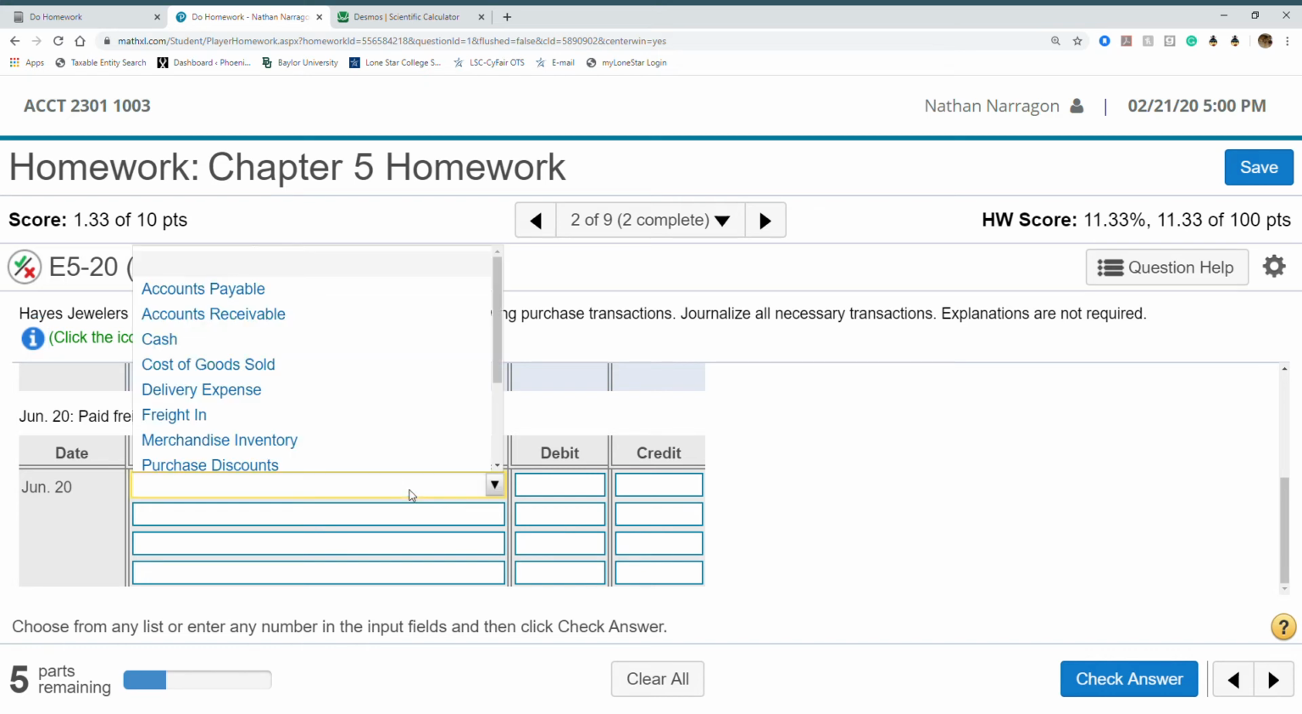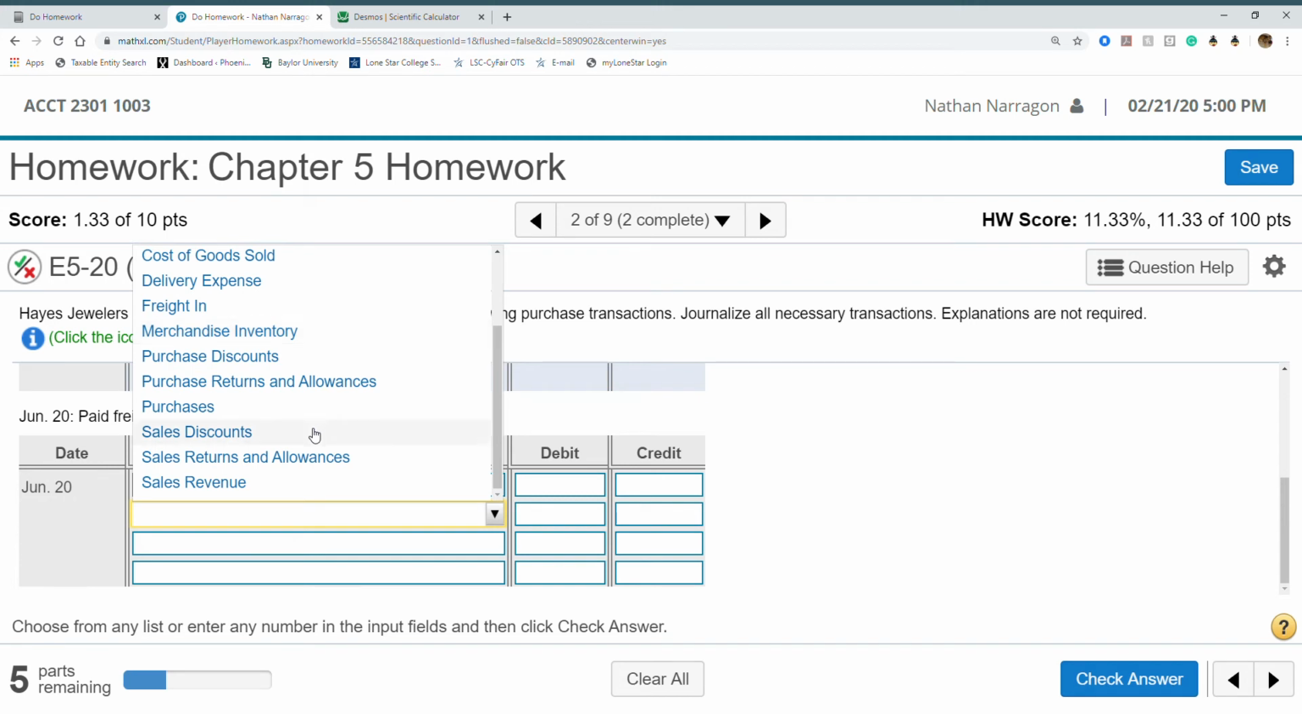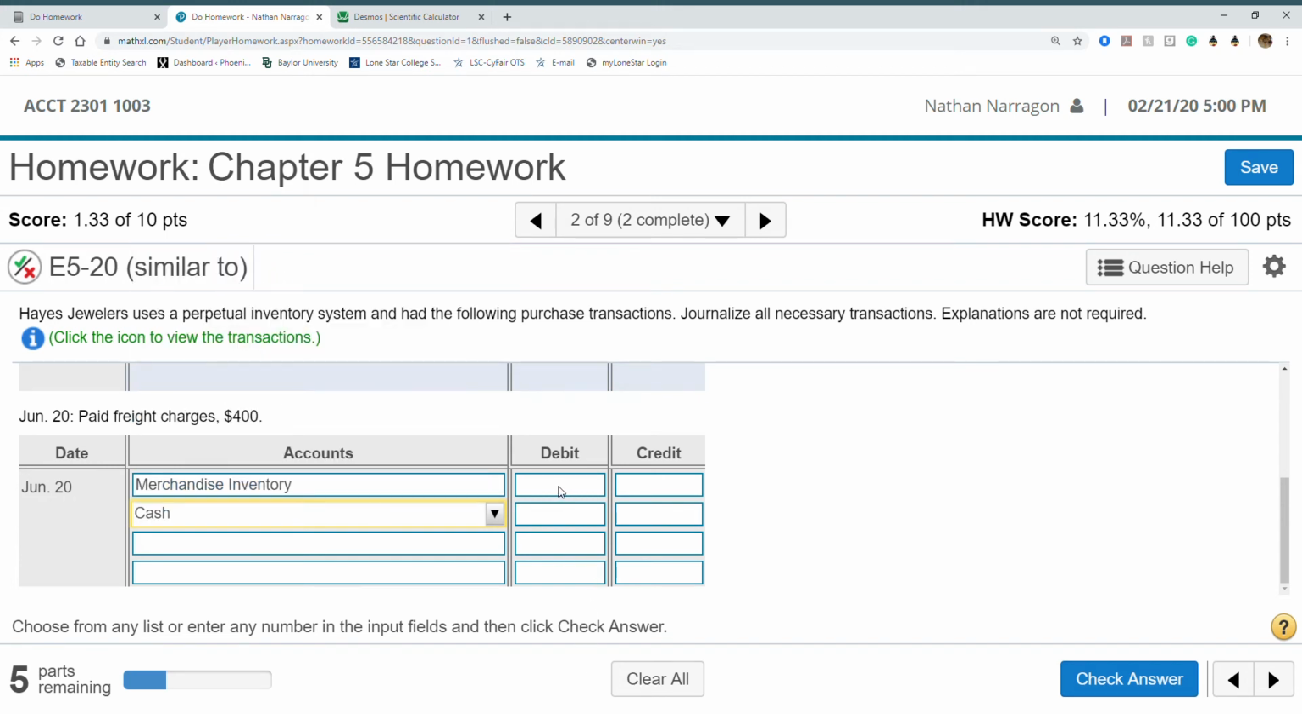So shipping, remember this, with shipping, it's always merchandise inventory with a purchase. And then of course, cash, because again, most shipping companies are not going to extend credit.